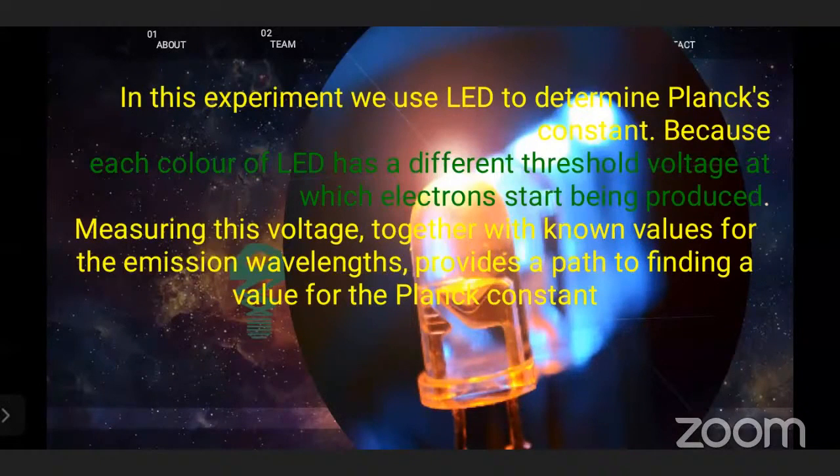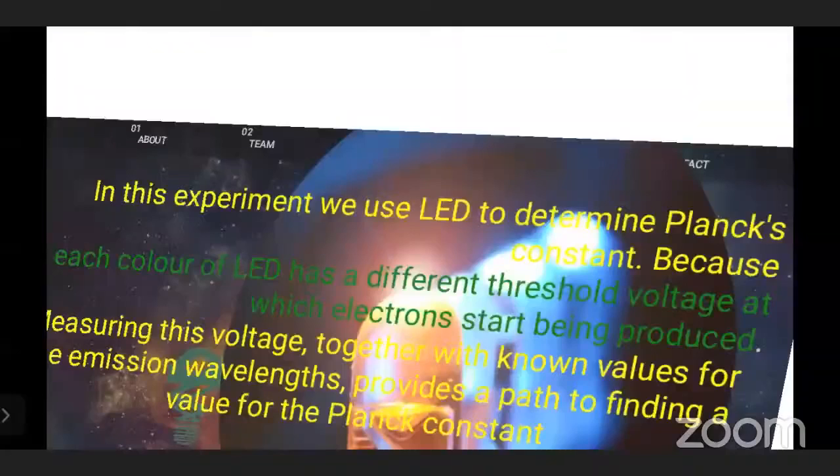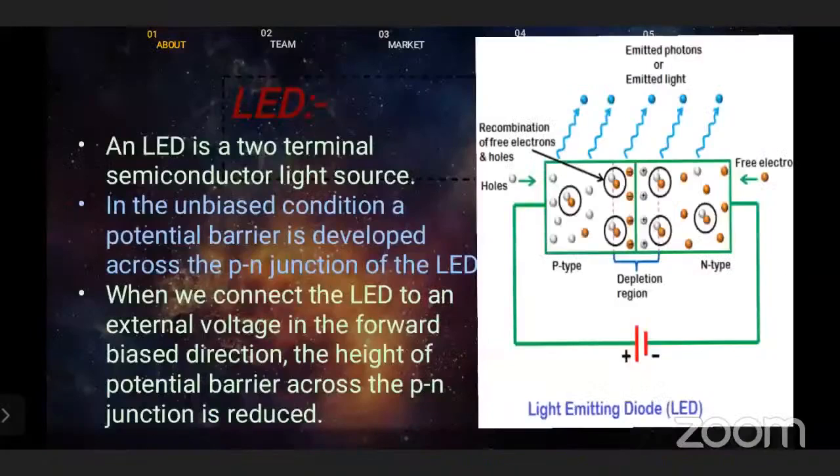An LED is a two-terminal semiconductor device. It consists of P-type and N-type semiconductors. P-type consists of a large number of holes, and N-type consists of more electrons, as we see in the diagram.